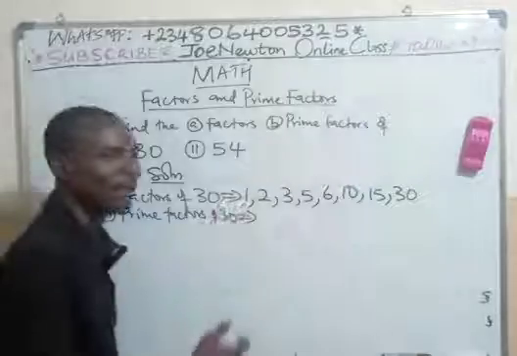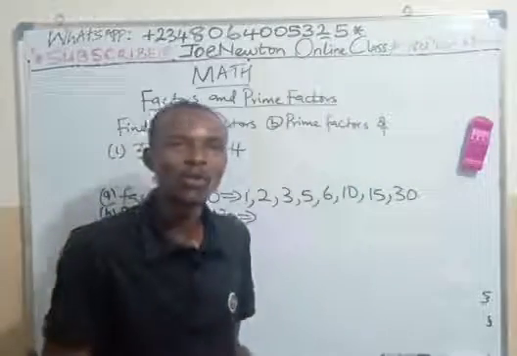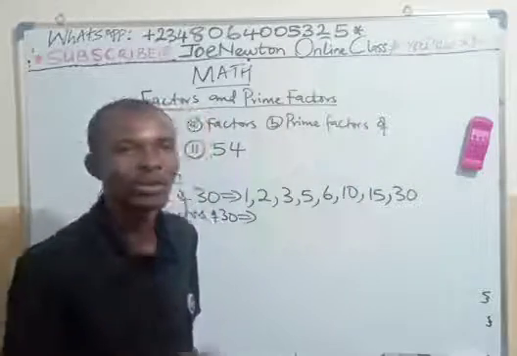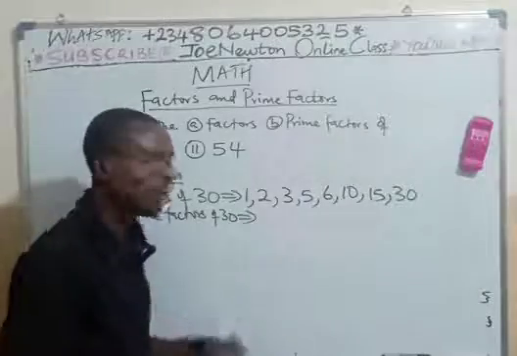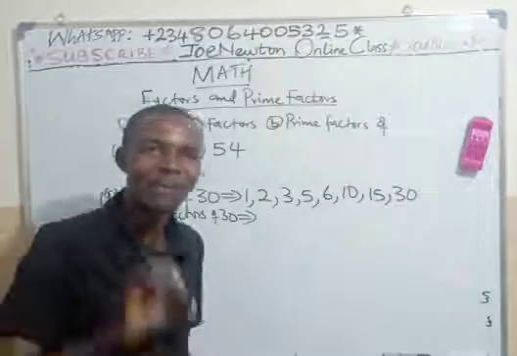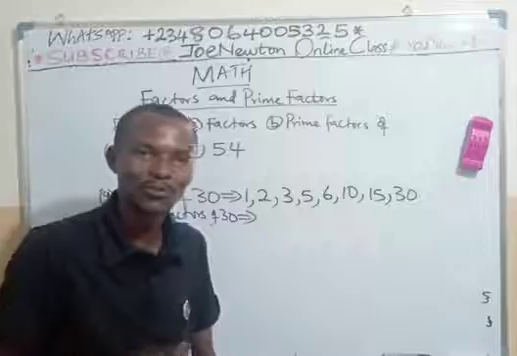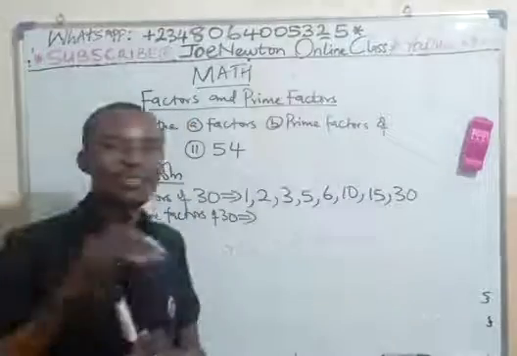Is 1 a prime number? The answer is no, because 1 has only one factor, itself, 1. Is 2 a prime number? Yes. Some people make this mistake, even in some textbooks. So that's why we are here to put these things right.